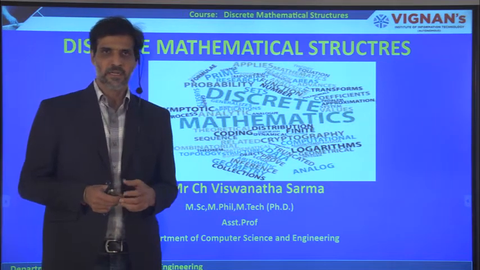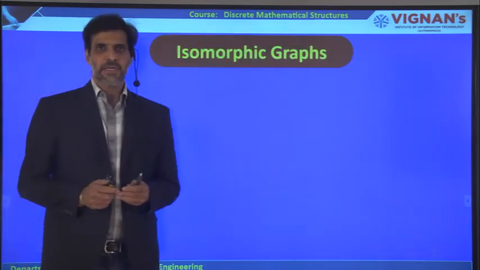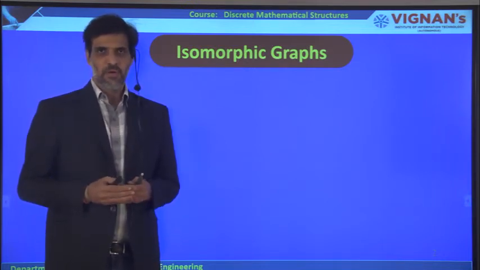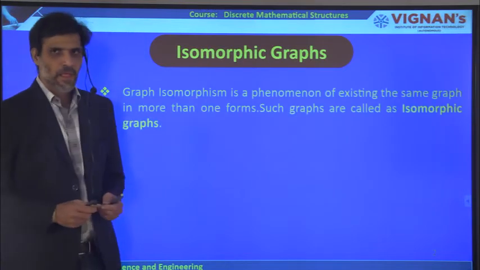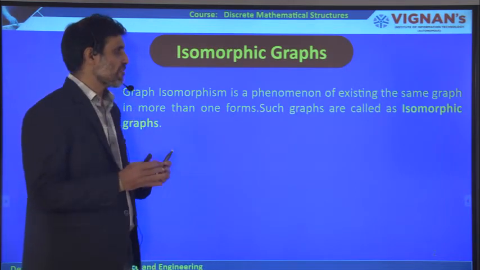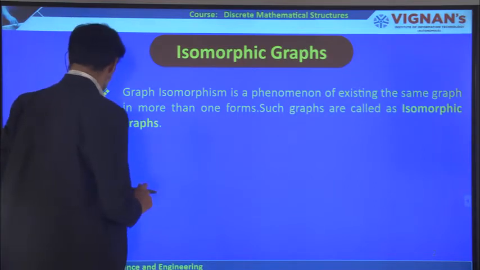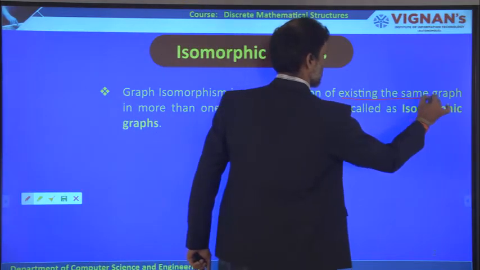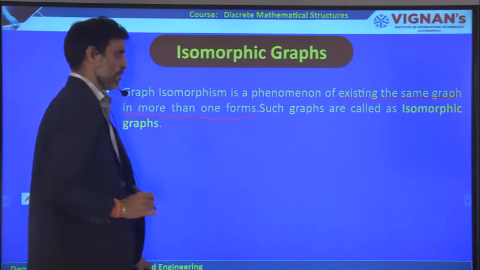So let us start our lecture with what? Isomorphic graphs. We discussed different types of graphs in our previous lectures. So now let us come to the case of isomorphic graphs. What is the definition? An isomorphic graph, or isomorphism, is a phenomenon of what? Existing the same graph in more than one form. The meaning of the phenomenon of isomorphism is existing the same graph in more than one form.